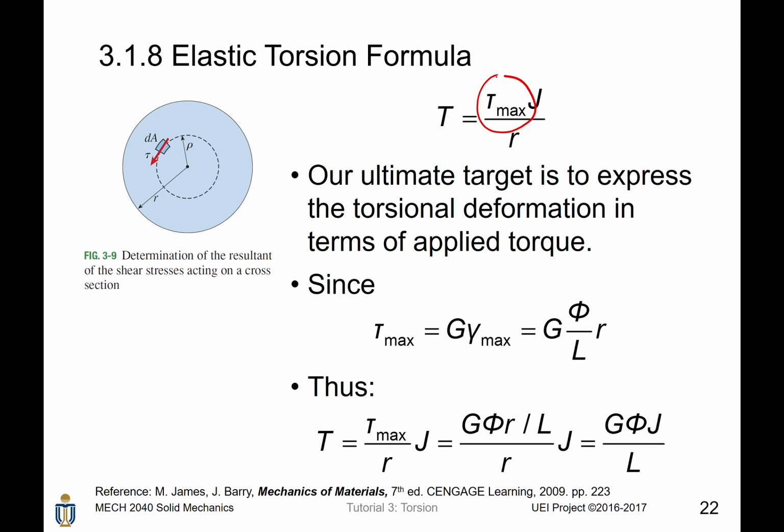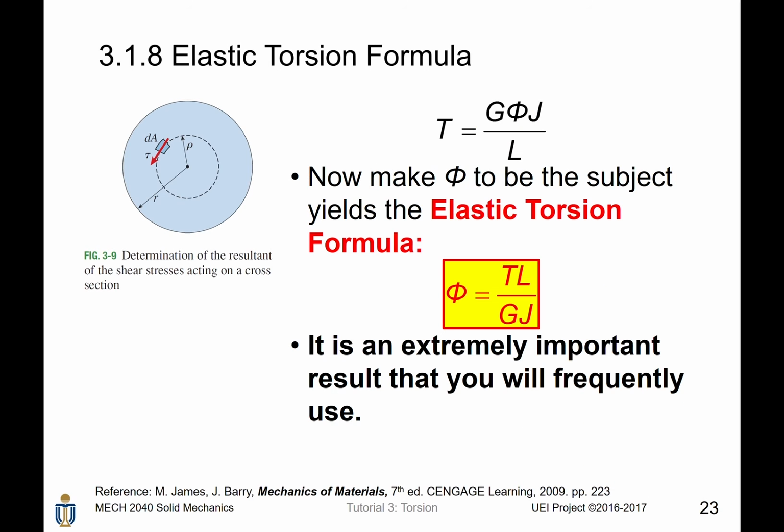Since we know that the maximum shear stress inside the shaft is given by G times phi divided by L times R, we substitute this into tau max, and then we get this. At the same time, we can cancel the R out, such that eventually we get T equals G phi J divided by L. Finally, we rearrange the terms to make phi the subject of this equation. Then we get the elastic torsion formula, which is phi equals TL divided by GJ.